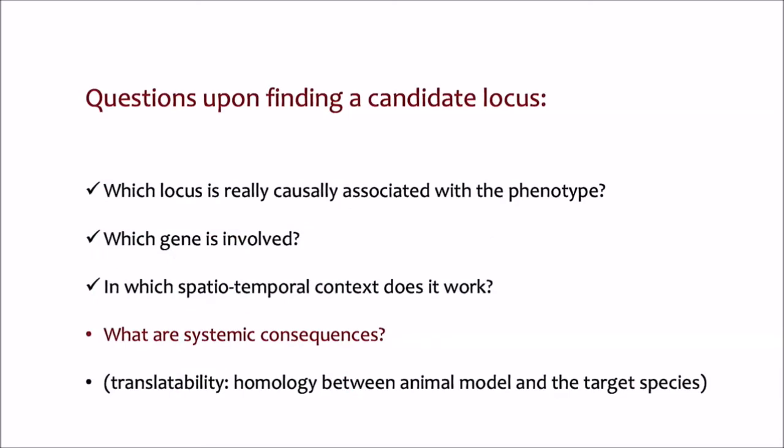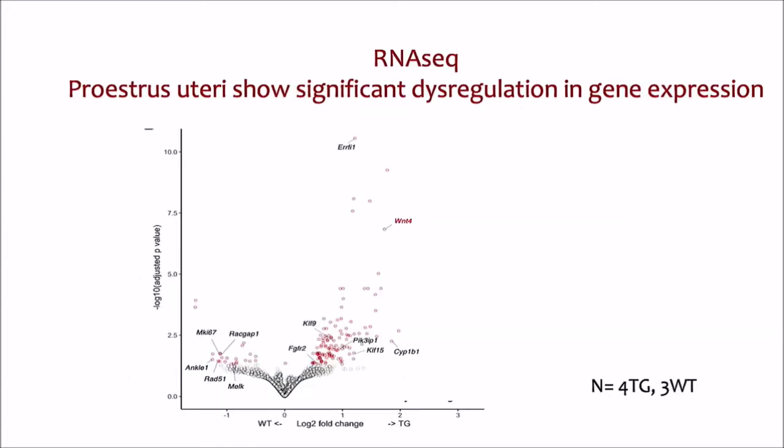So it seems we might have a spatio-temporal context in which it works, but of course one asks, okay, it's Wnt4. Does it matter? Does it do anything to the system? And what is it? And so one way to ask this question, of course, is to go for an RNA-seq and see what other genes might be regulated by that. What might that mutation actually really do? And you see, there's quite some dysregulation that we find in RNA-seq.